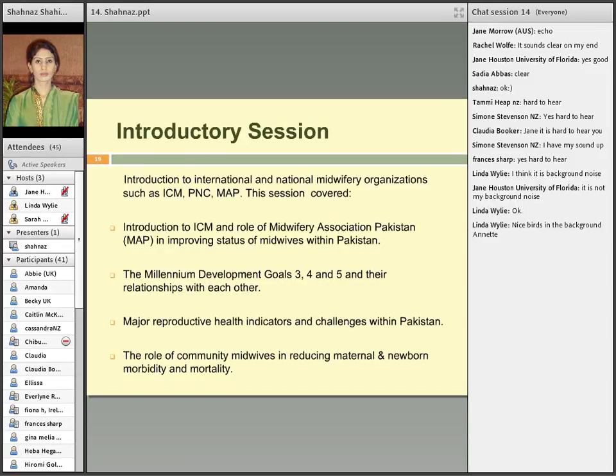Okay, so community midwives are a special cadre. They are aimed to go into their respective communities where there is no doctor, no clinic or setup as such. So they run their own setups and provide maternity care to women and children.